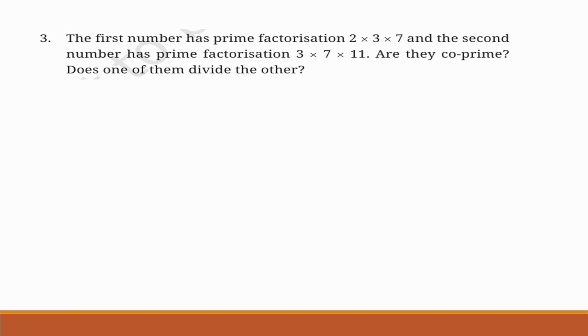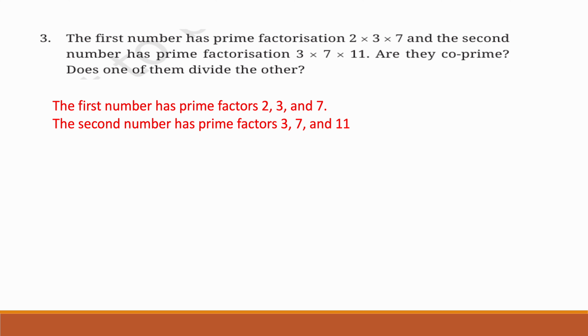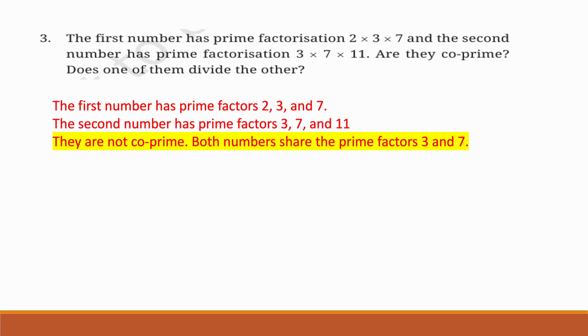The first number has prime factorization 2 into 3 into 7. And the second number has prime factorization 3 into 7 into 11. Are they co-prime? Does one of them divide the other? The first number has prime factors 2, 3 and 7. The second number has prime factors 3, 7 and 11. They are not co-prime. Both numbers share the prime factors 3 and 7, so they are not co-prime.